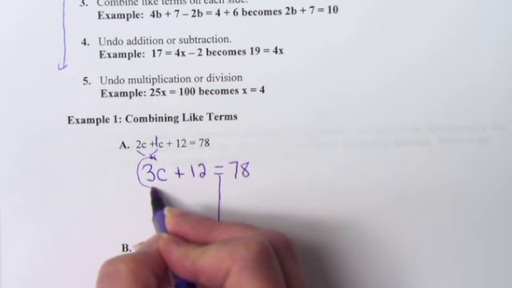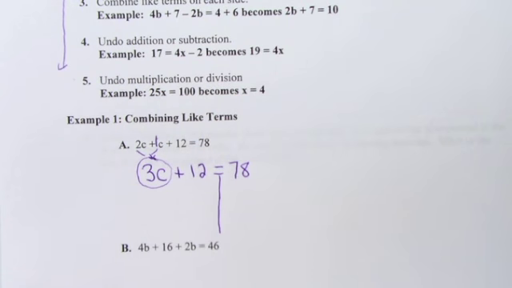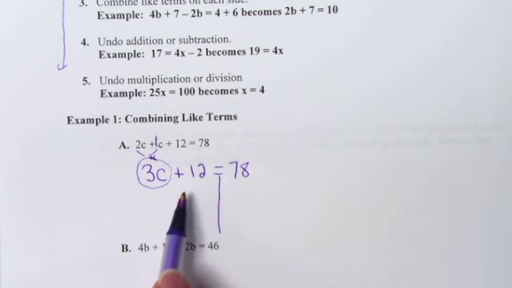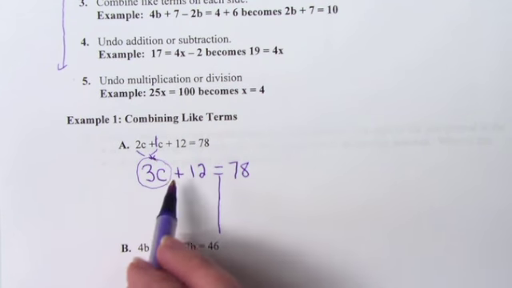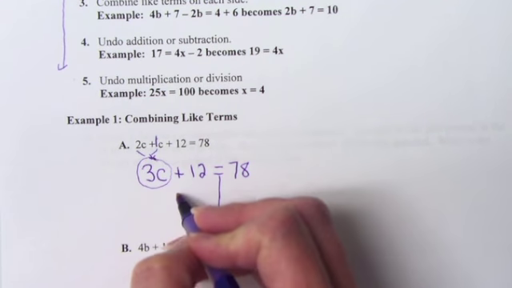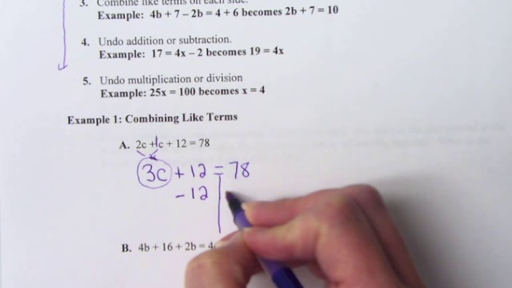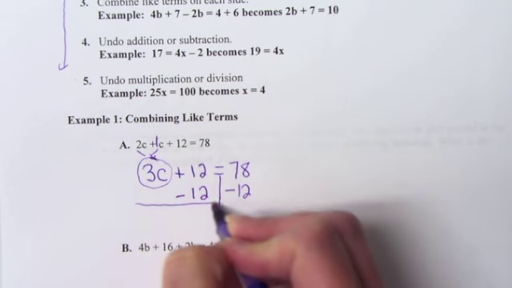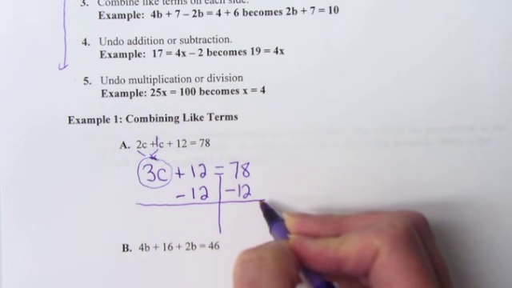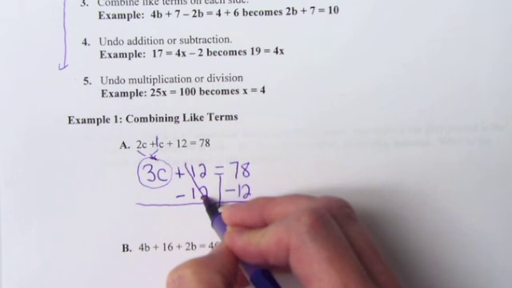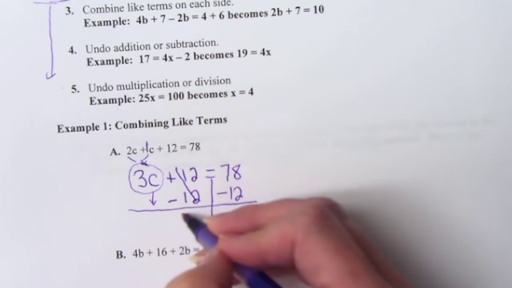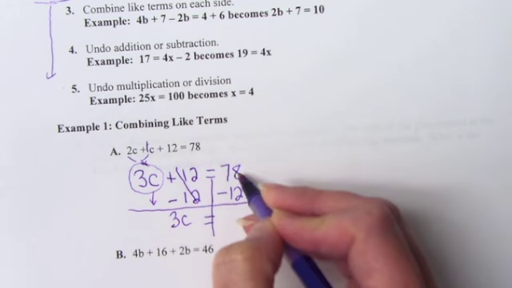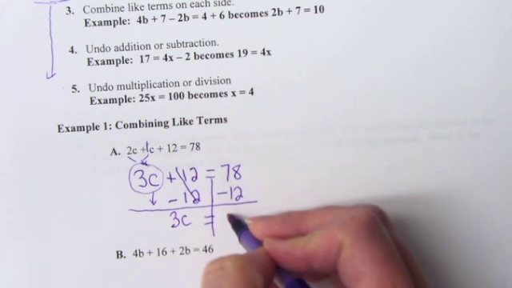This 3c is what needs to be by itself. So you need to ask yourself again, what's in the way of 3c being by itself? And the answer to that is we have a 12, and it's a positive 12. So in order to get rid of this positive 12 on the left side of the equation, we have to do the opposite of addition. This is addition, so we need to do the opposite of that, which is a negative 12. So we're going to subtract 12 from both sides of this equation. Remember, that's how we keep it balanced. So we cancel the 12s, we bring down the 3c, so we get 3c equals 78 minus 12, that's going to get you 66.